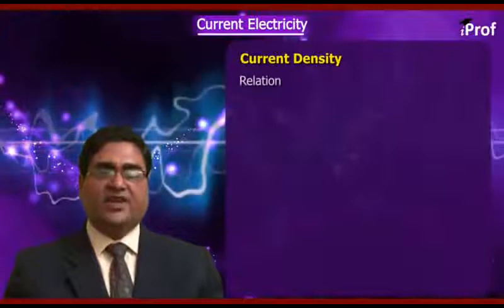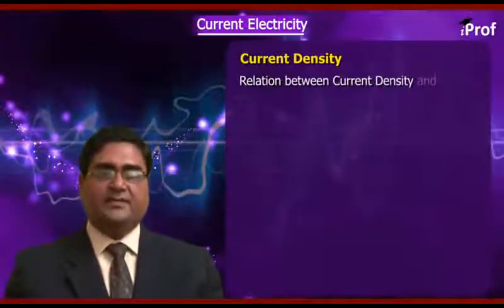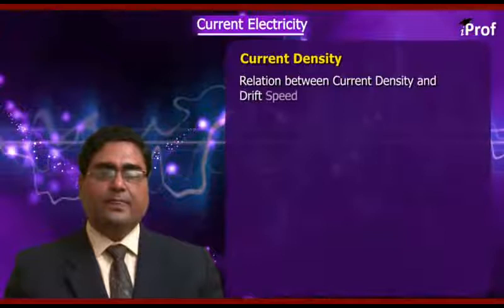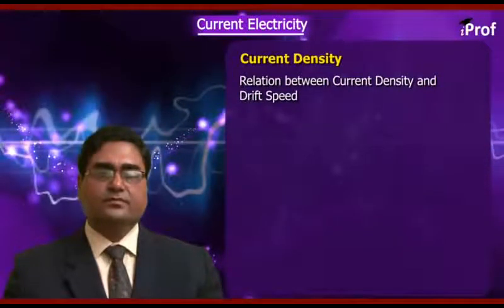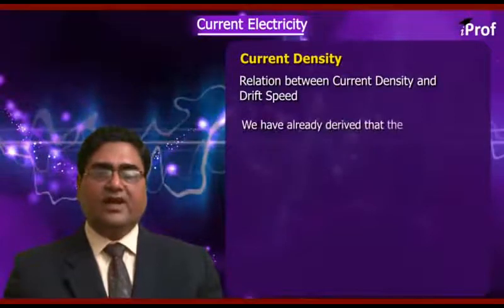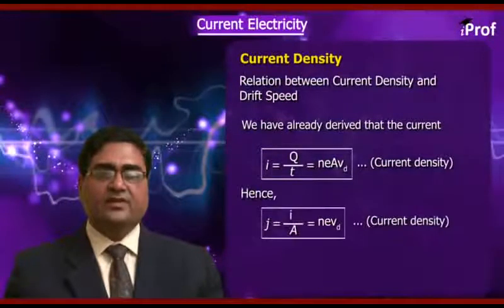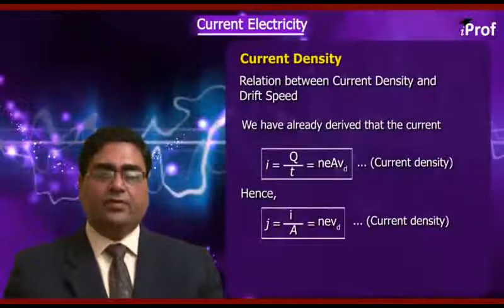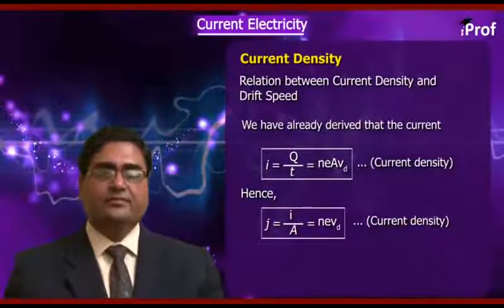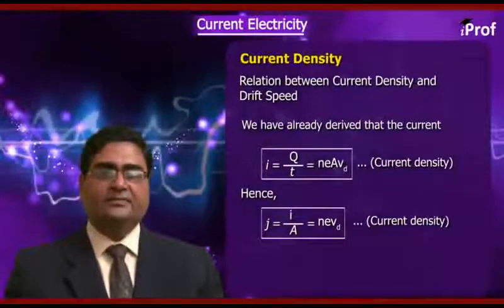Now let's see the relation between current density and drift speed. We have already derived that the current I equals N E A V_d, hence J equals I upon A equals N E V_d. So in this way, current and current density can be defined.